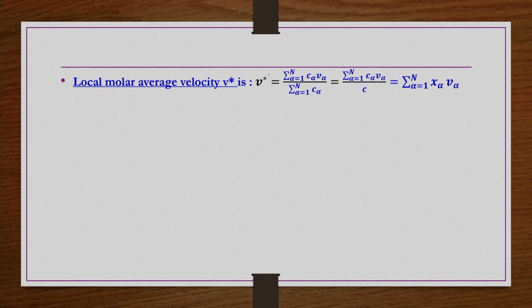Similarly, if we want to define the local molar average velocity, V star. Again coming to the notation, wherever we have the star or capital letters like capital J, capital N etc., those things relate to molar quantities. That is the notation followed by the transport phenomena book by Bird, Stewart and Lightfoot. We are following the same thing.